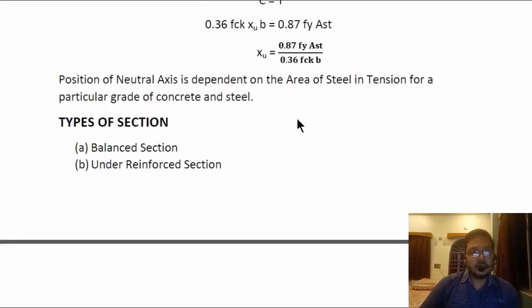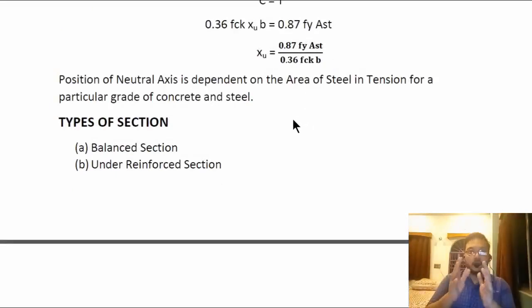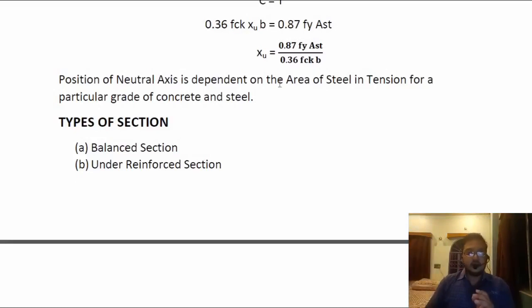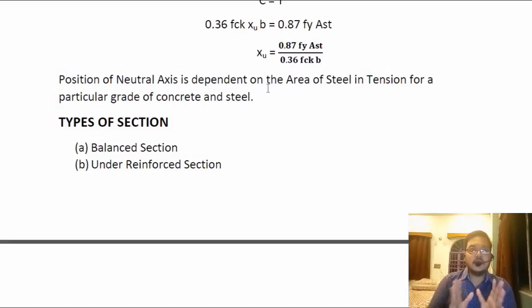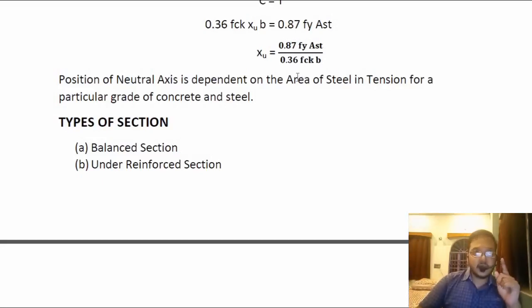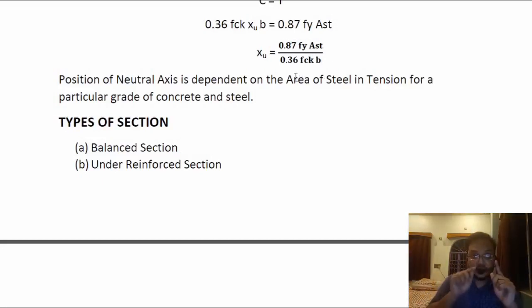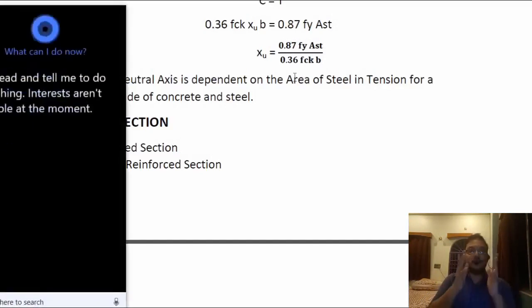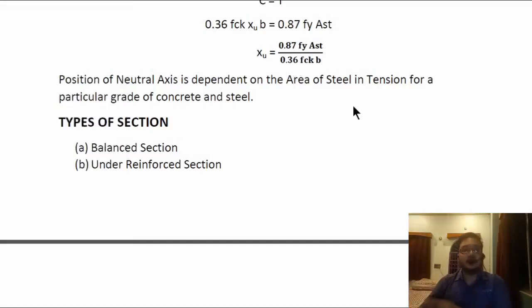If we fix Fy and FCK, that is the grade of concrete and grade of steel, and the breadth of the beam we also know, somehow derived from our design, we have determined the particular width of the beam. Even then, the position of the neutral axis will finally depend upon the area of the tensile steel, AST. A represents area, S represents steel, and T represents tension. That's why we call it AST, area of steel in tension.